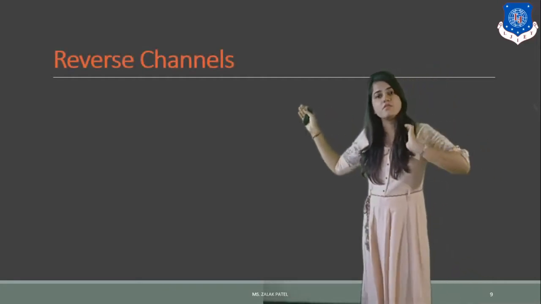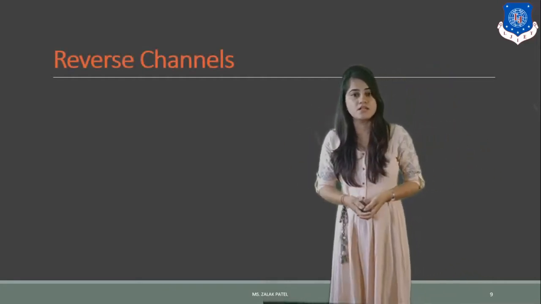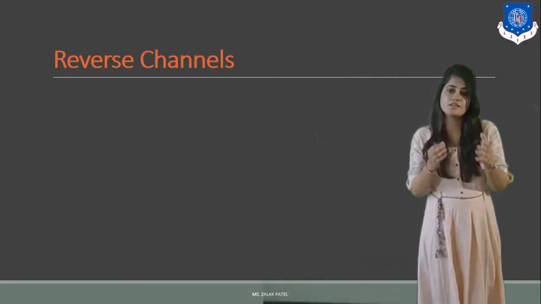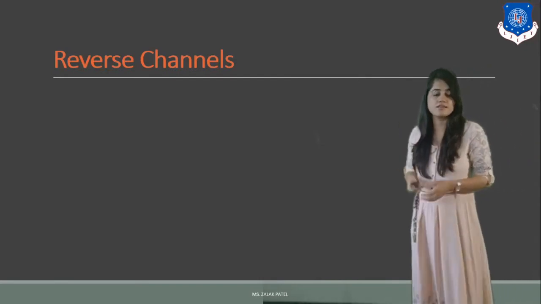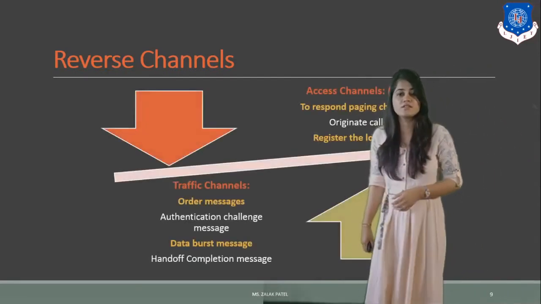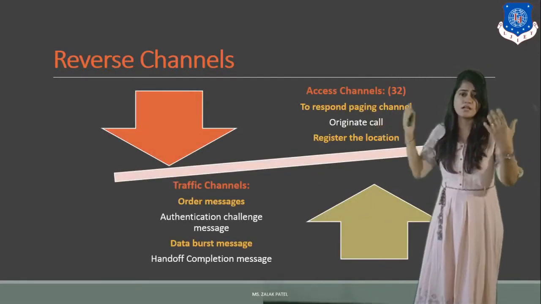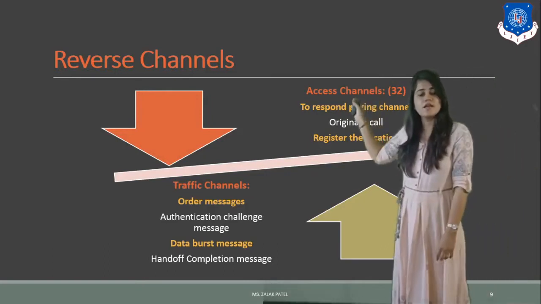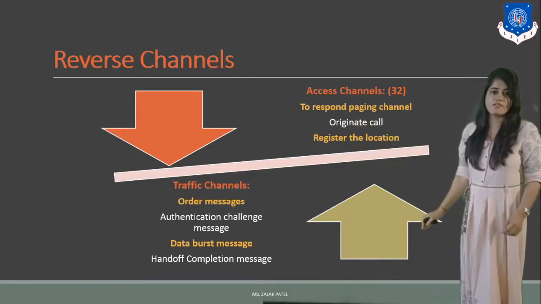The next group of channels for CDMA is the reverse channels. The reverse channel is also called the uplink channel, and it goes from the mobile station to the base station. For the reverse channel, the scenario is divided into two major categories: one is the access channel and the other is the traffic channel.